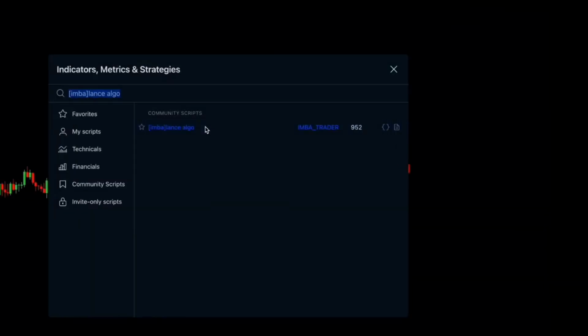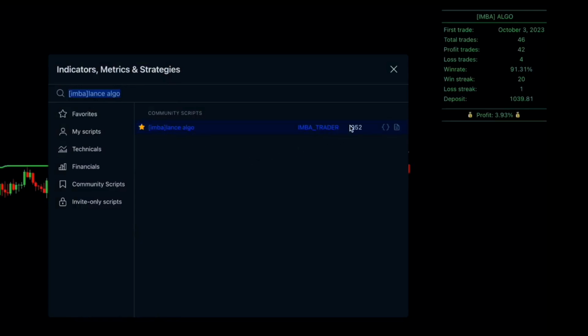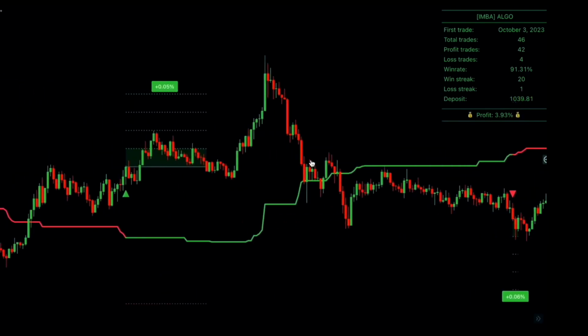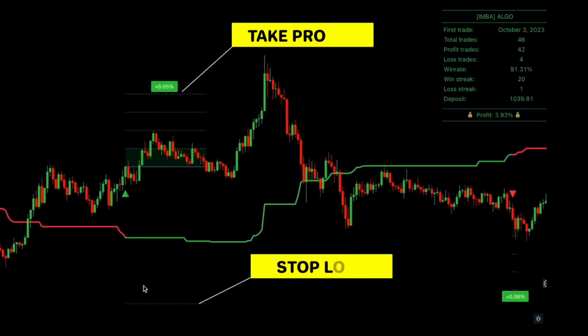The Imbalance Algo by Ember Trader ranks 3rd on our list and is particularly impressive for its accuracy on specific assets like Solana, where it boasts a win rate of over 90%. This algorithmic indicator provides straightforward buy and sell signals, complete with built-in stop losses and take profit levels.